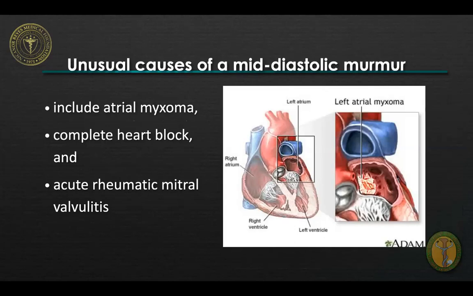These are unusual causes of a mid-diastolic murmur. They include atrial myxoma, complete heart block, and acute rheumatic mitral valvulitis.